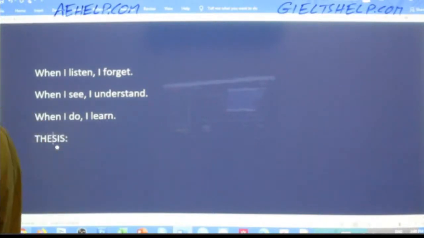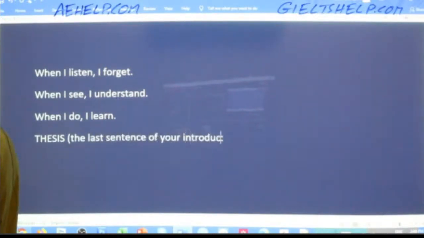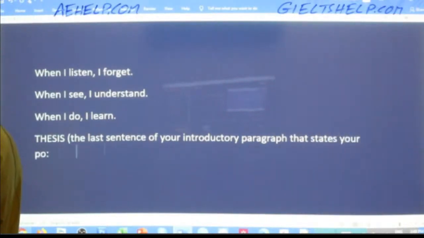Okay, so the thesis, for everybody who's new to that, is the last sentence of the introduction, of your introductory paragraph, which shows, or states, your points of discussion and your position.